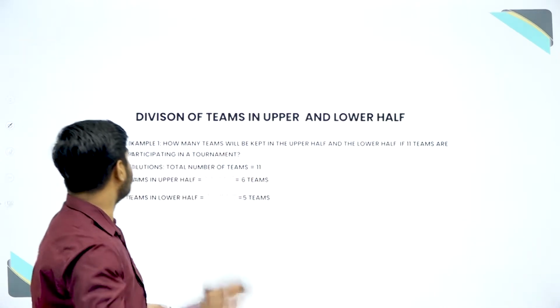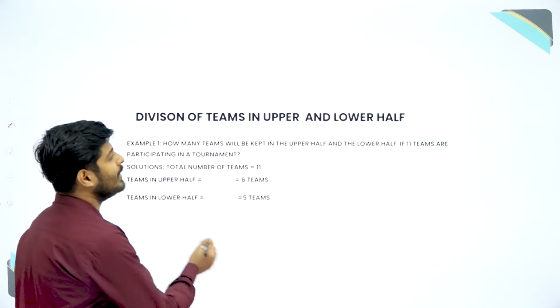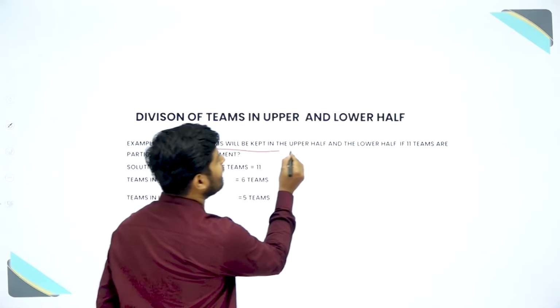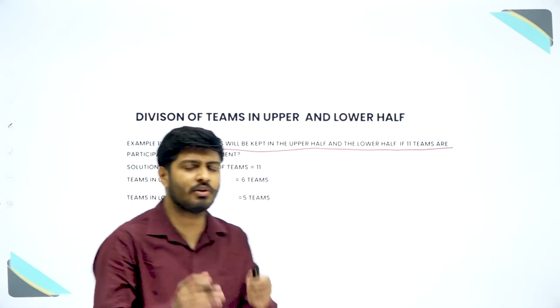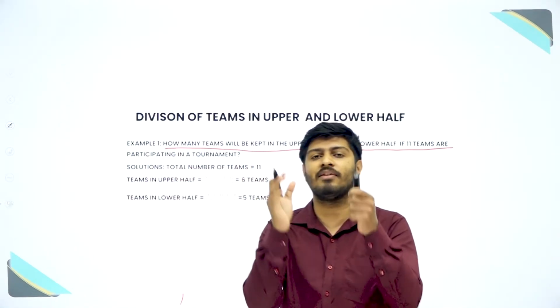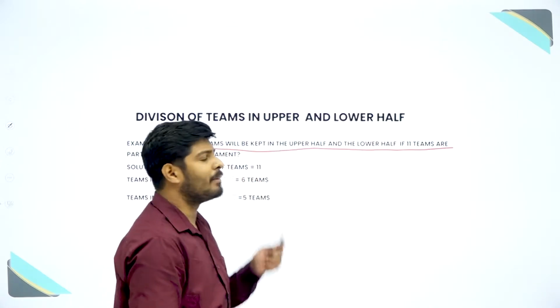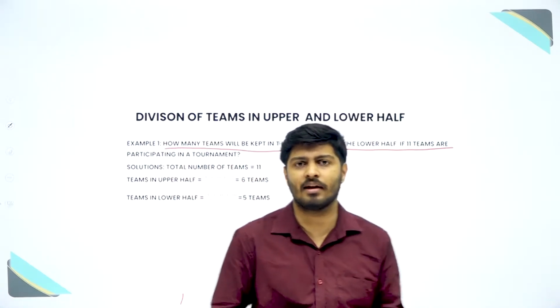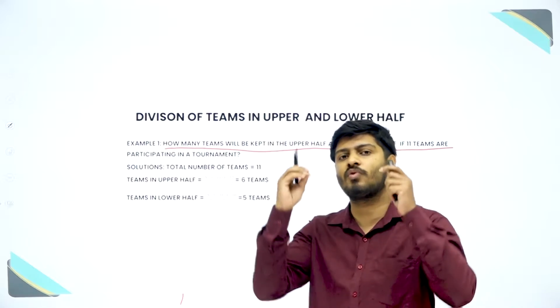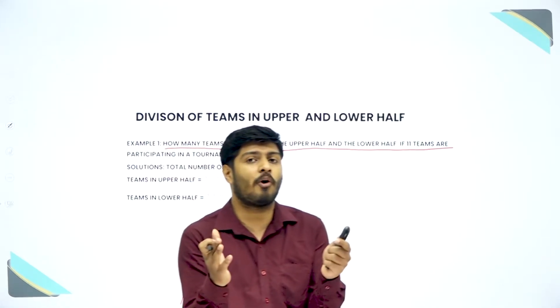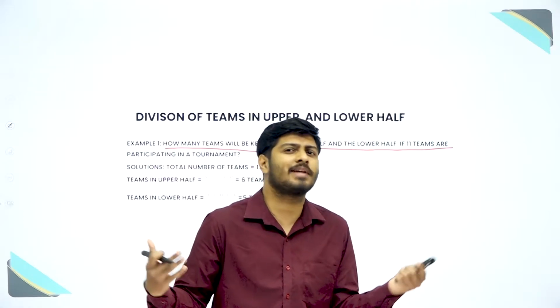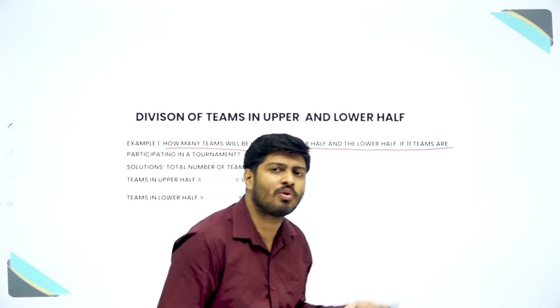Here in this example, let's see how many teams will be kept in the upper and lower half if 11 teams are there. Here you can see the total number of teams they have given is 11. The math they have given here is quite simple. The formula is quite simple, so you can do the mental calculation, right? What is the formula for the upper half? N plus 1 by 2. What is the formula for the lower half? N minus 1 by 2. So we can just calculate, right? N is what? Total number of teams.